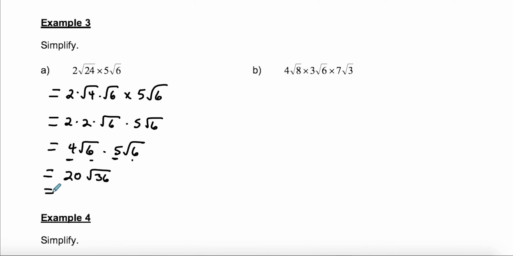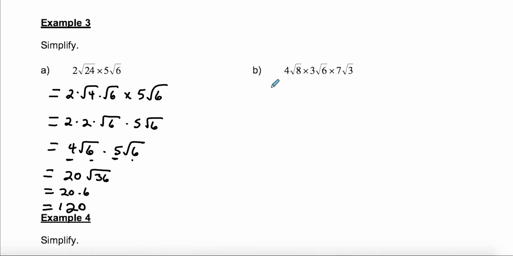So I end up with 20 times 6, because the square root of 36 is 6. So I end up with 120. You notice I wasn't ever trying to find the square root of 6. I wasn't rounding off my answers as I went. I'm trying to work with exact numbers, and it ended up giving me a pretty nice answer at the end.